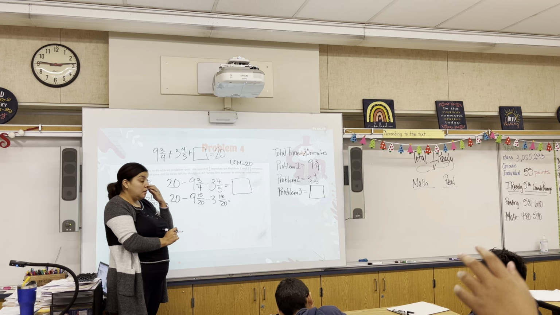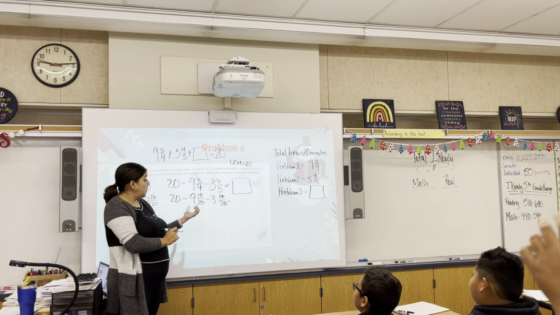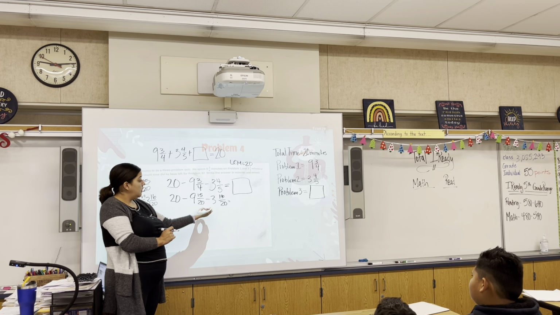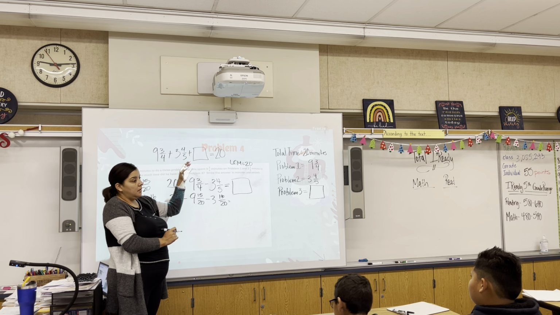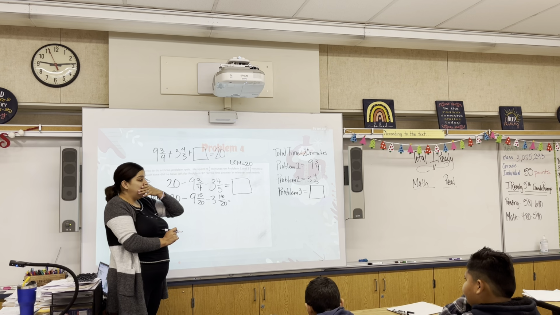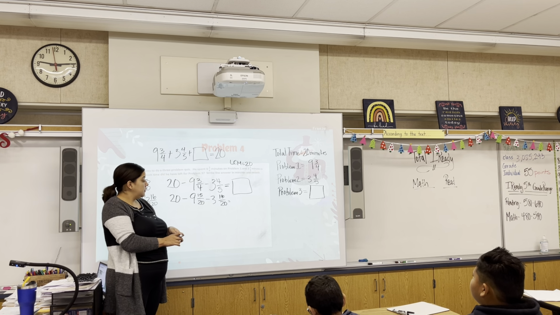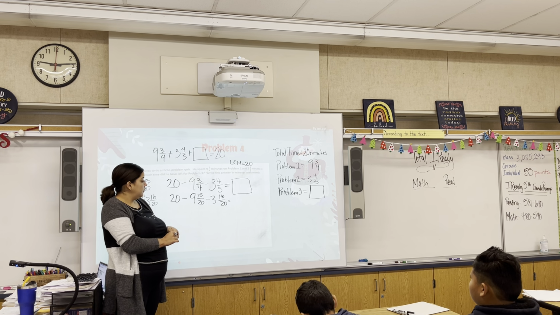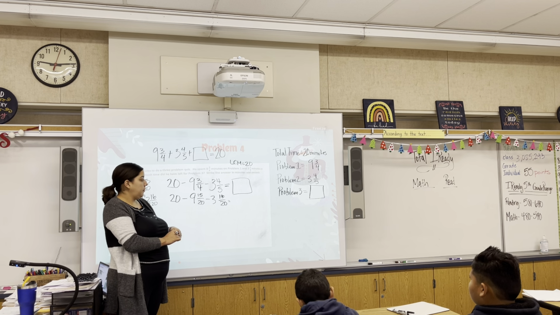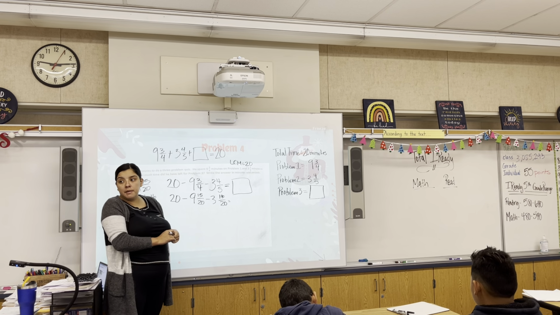Oh, I added both of them together. You added both of these together? But we're subtracting here. So you did it a different way? It's kind of different. I added both of them, and I subtracted 20 with the answer I got. Okay. So how did you do it, Damien?